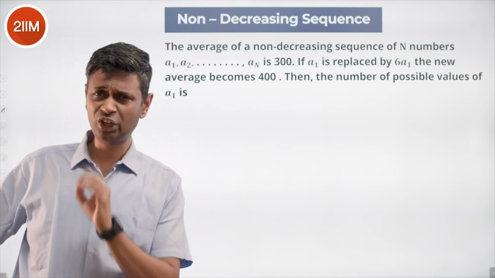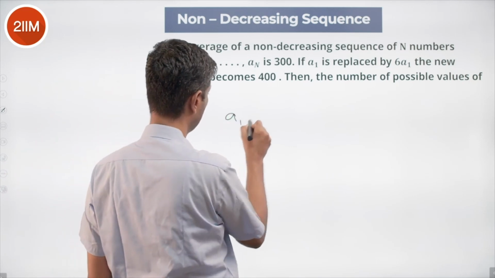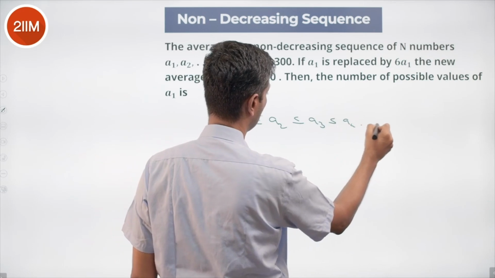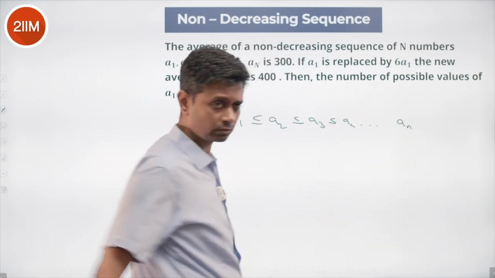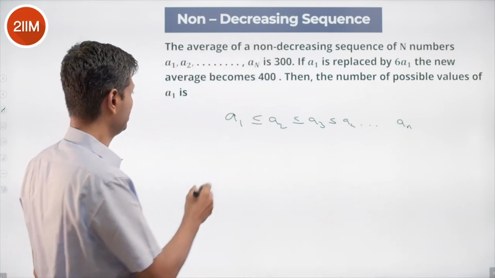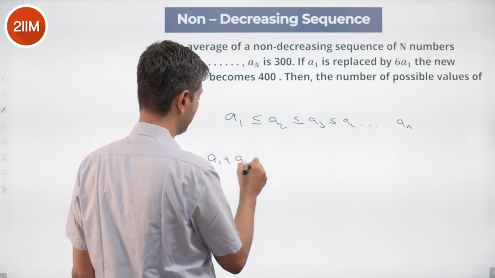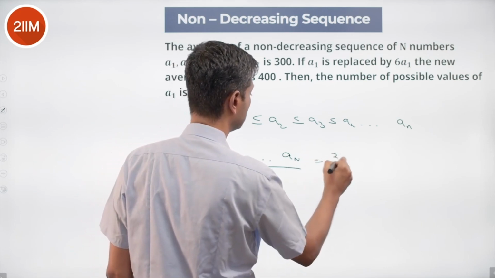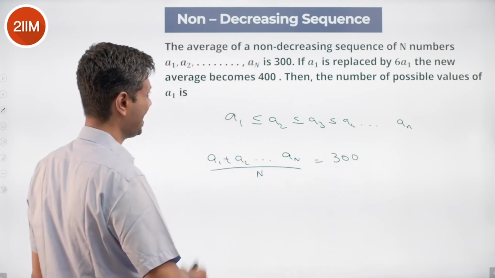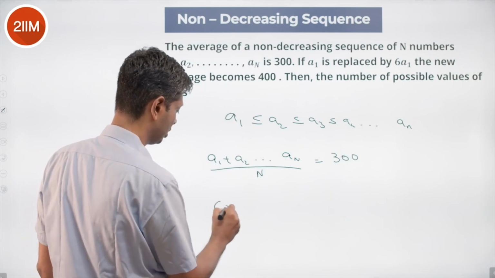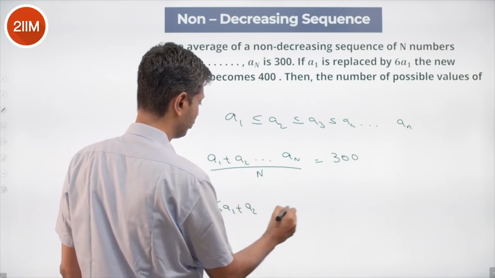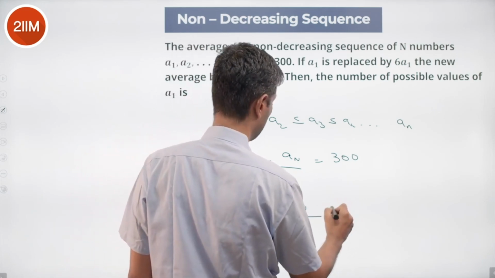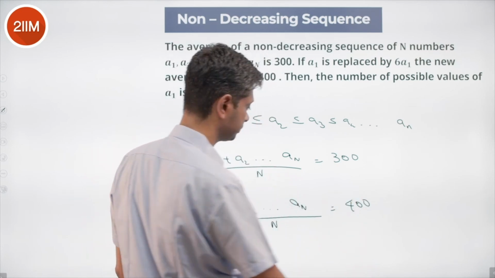A non-decreasing sequence. What does it mean? It means a1 is less than or equal to a2, less than or equal to a3, less than or equal to a4, all the way to an. Something to keep in mind. We know that a1 plus a2 till an divided by n is 300. a1 is replaced by 6a1. 6a1 plus a2 till an divided by n, average will be higher, average is 400.